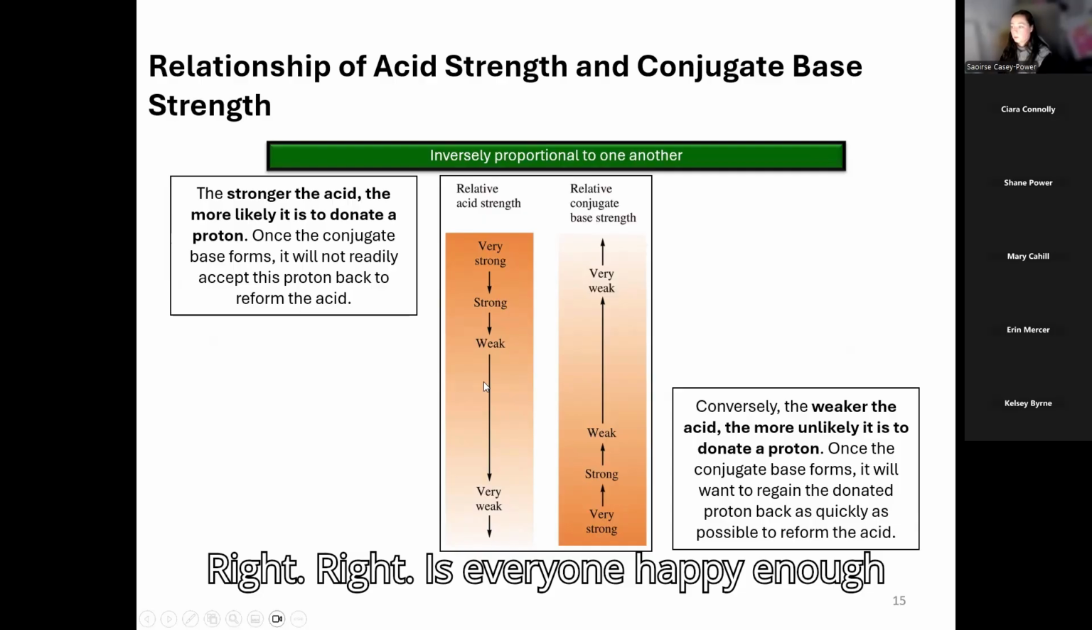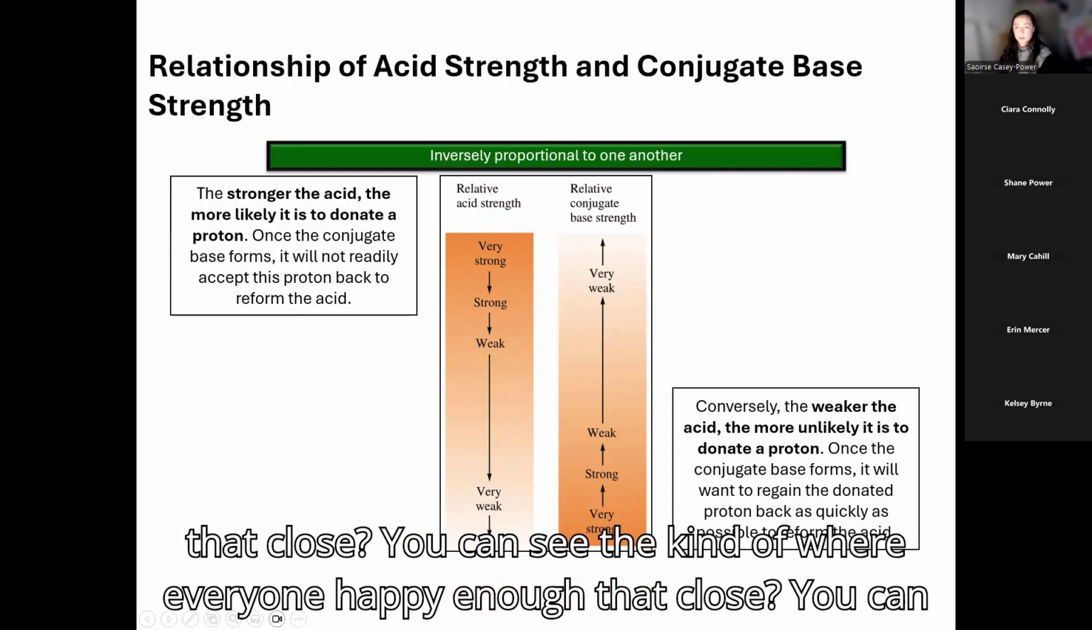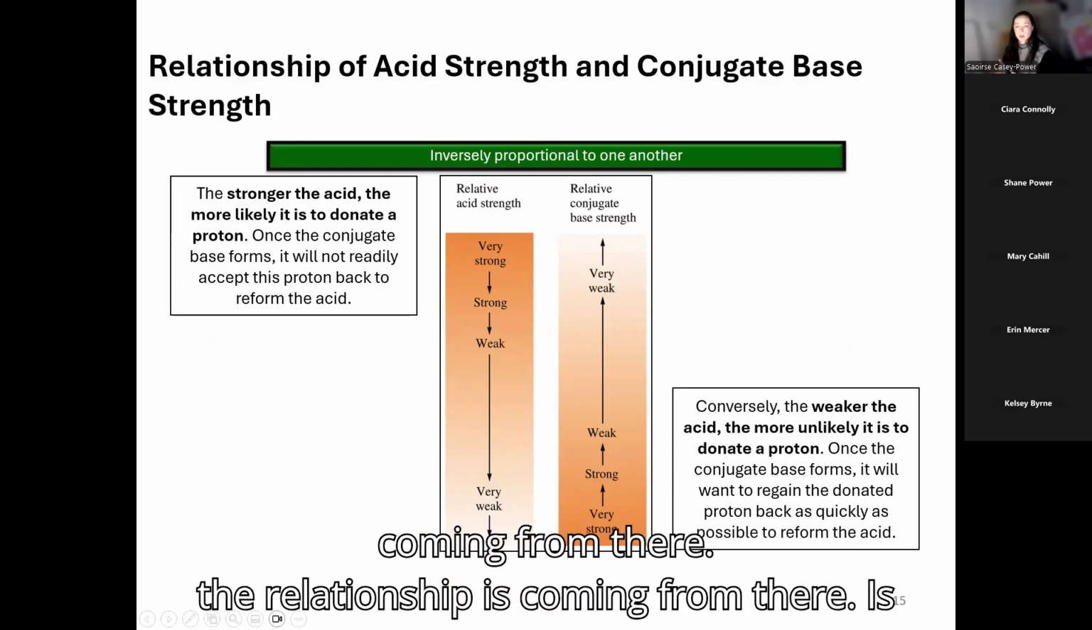All right. Is everyone happy enough with that, guys? You can see where the relationship is coming from there.